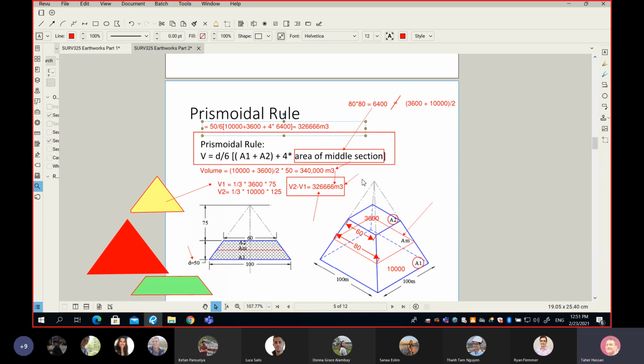So it matches 100% the volume that we got using first principle, while the average end area method doesn't give us the exact answer. Why did I spend time to do all of that? Because there is no way for me to convince you that the average end area method is not exact, except if I go this way. Mathematically right now, you know 100% that the average end area method is not exact. To find the exact volume, you must use the prismoidal rule. However, although the prismoidal rule is exact, so it's wonderful, it requires more work because you have to find the middle section.